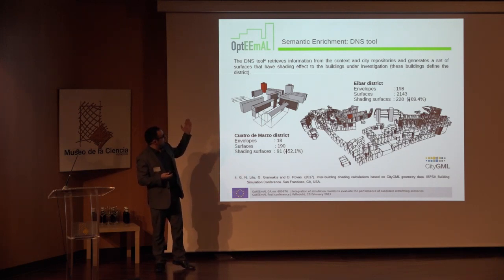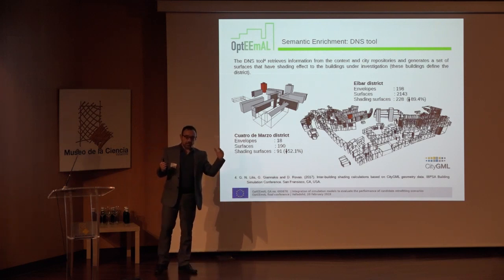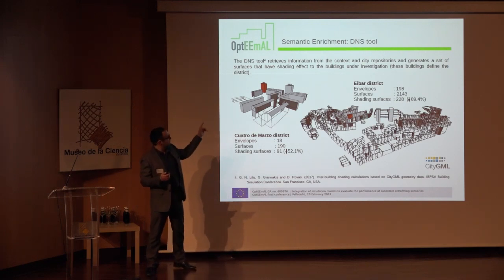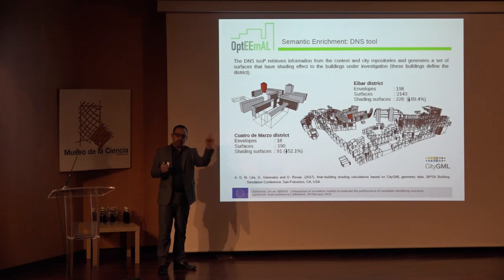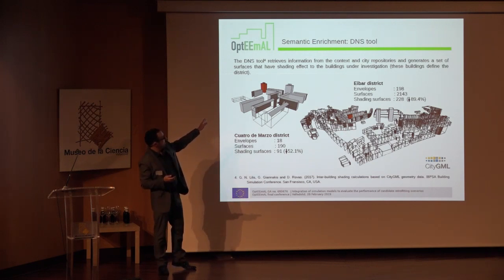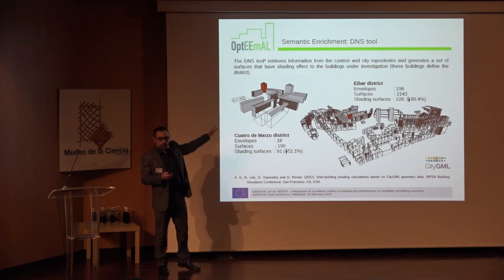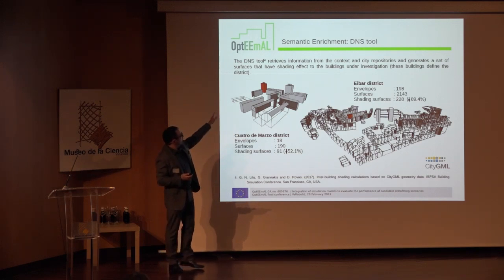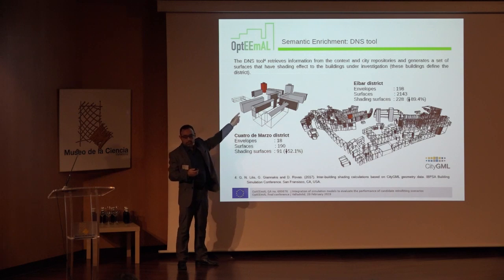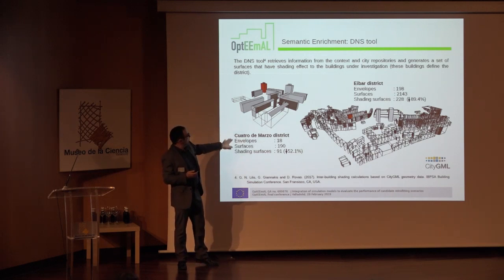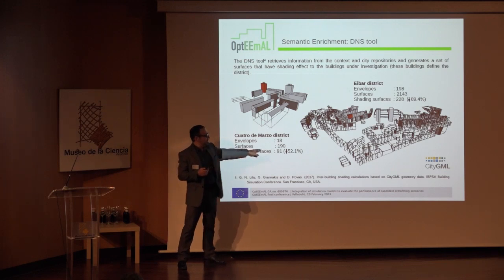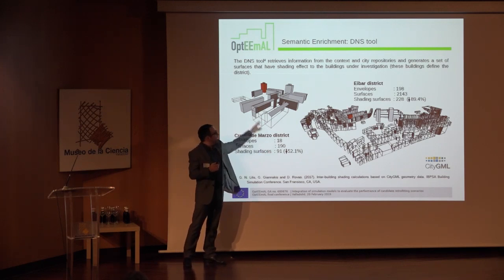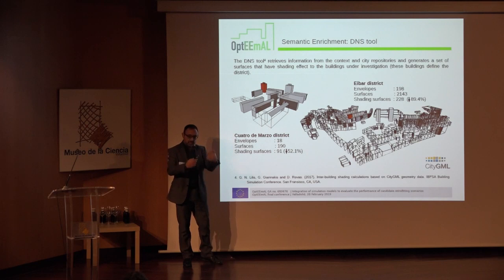What it does is calculate a set of shading surfaces that affect the building of interest through the whole year. For example, here on the left, you see this calculation for the Quadro de Marzo district. We selected one of the simulated buildings, the Turina Torre building. We get for this building through the whole year 91 surfaces out of 190 surfaces that affect it by shading.